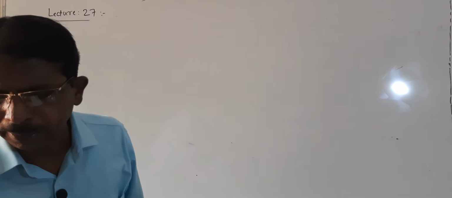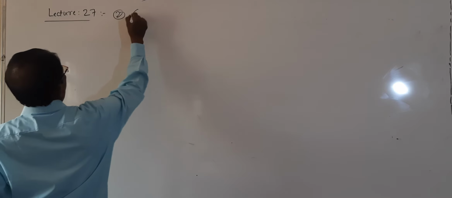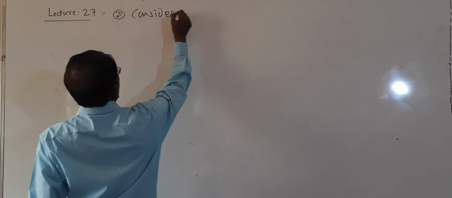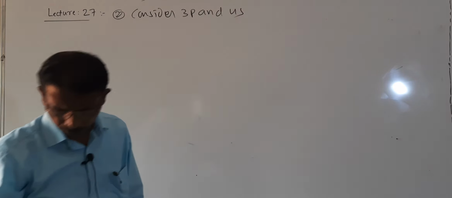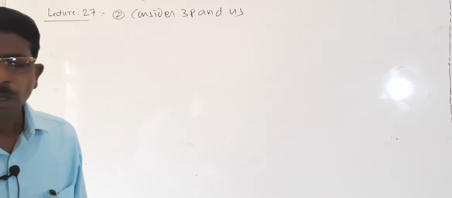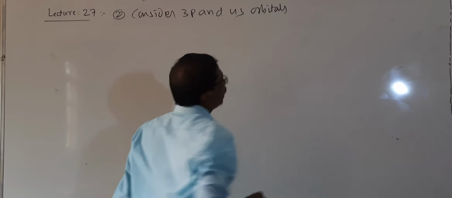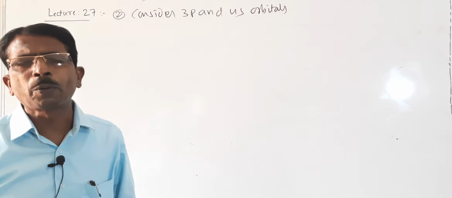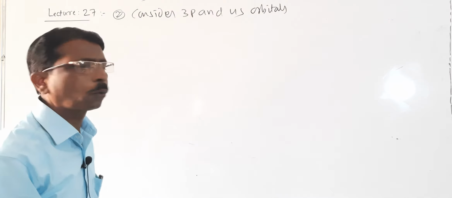Second example. You may take second example as, consider 3p and 4s. Look here students, 3p and 4s orbitals. Which is having more energy? Whether 3p is having more energy or 4s is having more energy. Let us see by using the n plus L rule.